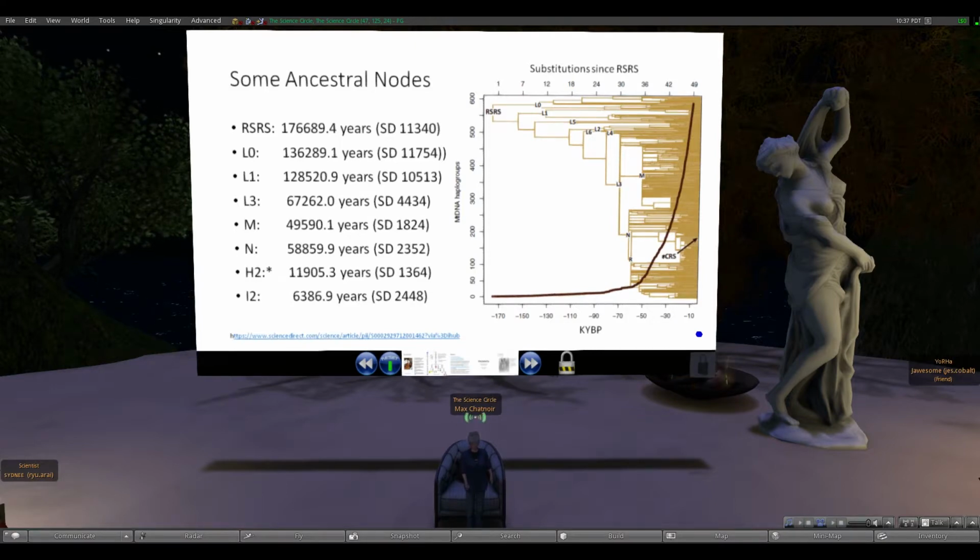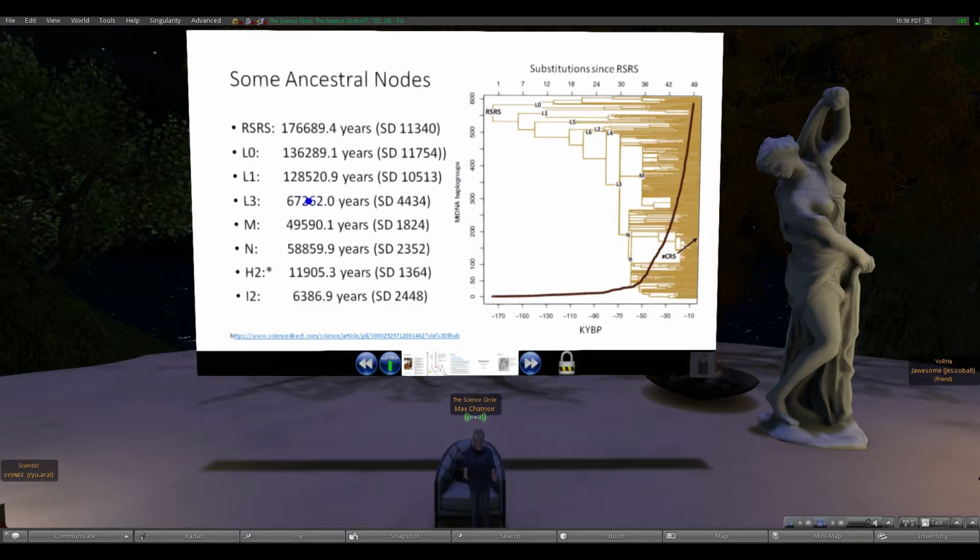So the Copernican group also worked out a big mitochondrial tree for all of their sequences, and you can see it gets pretty solid near the right-hand edge here. But they calculated that the revised sequence arose about 177,000 years ago, and that L0 and L1, respectively, arose about 136,000 and 128,000 years ago. So it was much later.